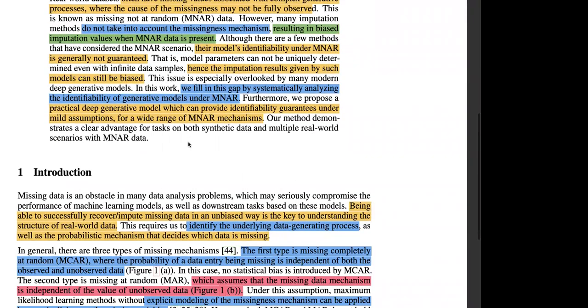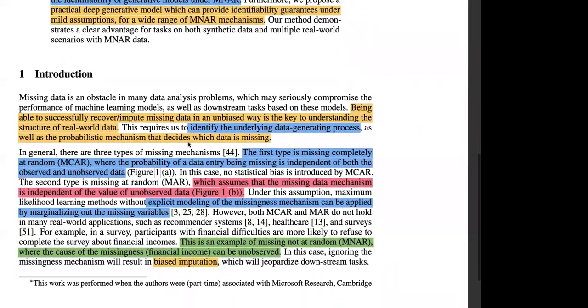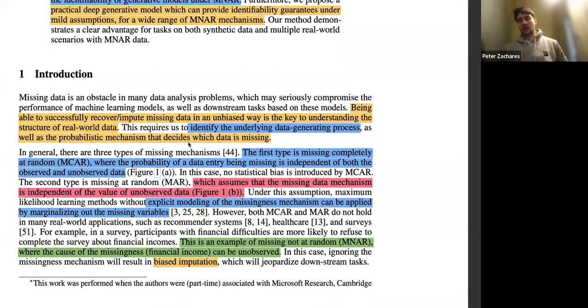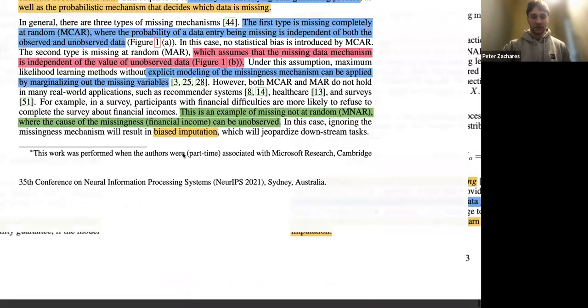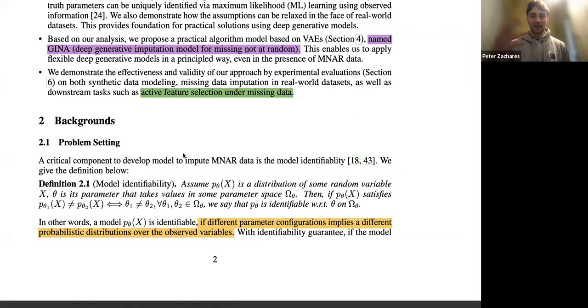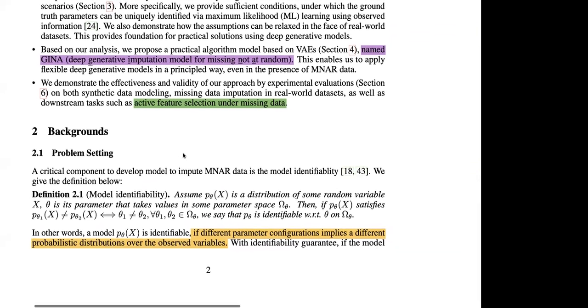Sorry, Peter? I think the first important idea, there's a couple of interesting ideas in the paper. The first one, the key insight of the paper, is that to do this in an unbiased manner, you need to have identifiability guarantees for the model that you're training. I'll go quickly to a definition, because identifiability is one of the key ideas of the paper.